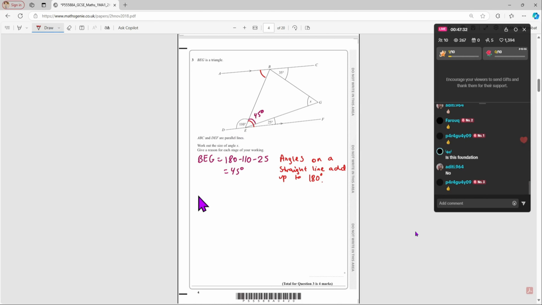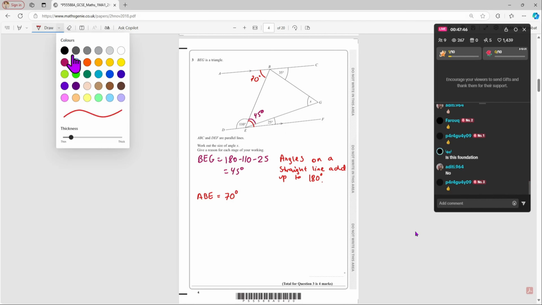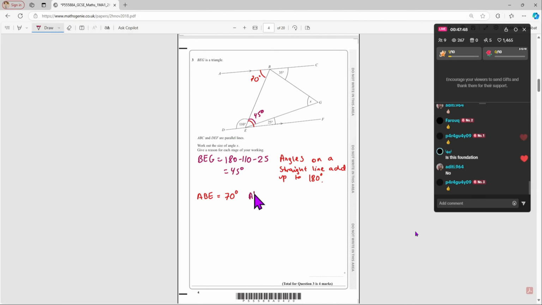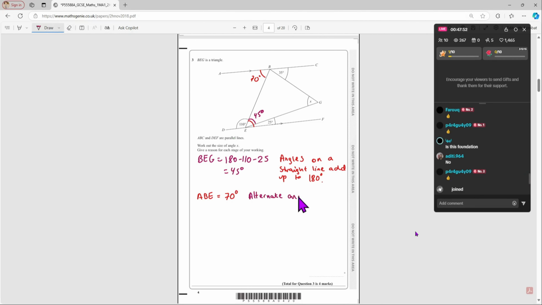So we have angle ABE, which is equal to 45 plus 25, which is going to be 75. It's going to be 70 degrees, sorry. So it's going to be 70 degrees. I'm going to write alternate angles are equal.